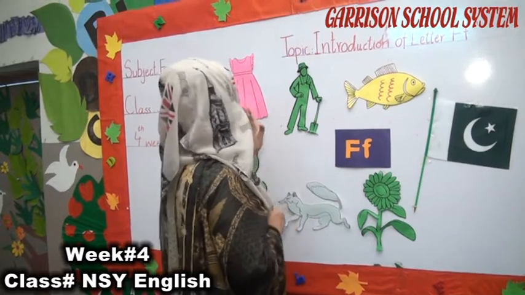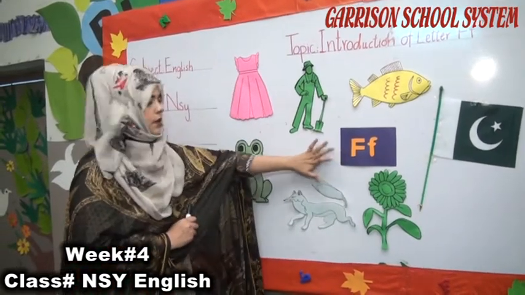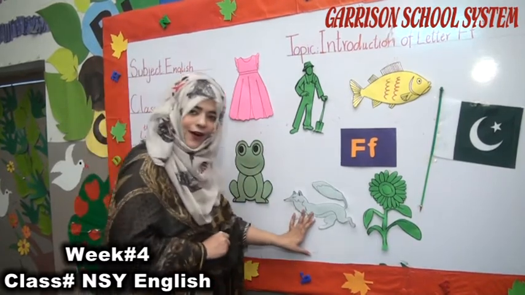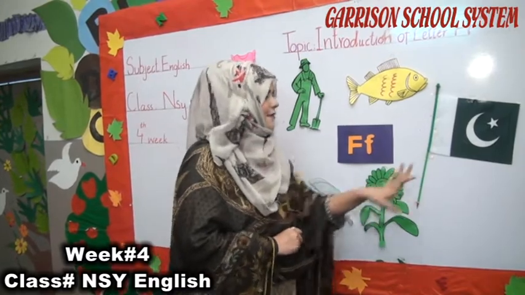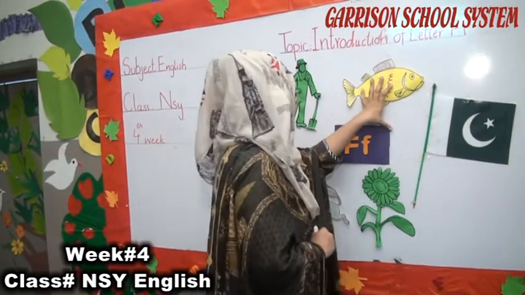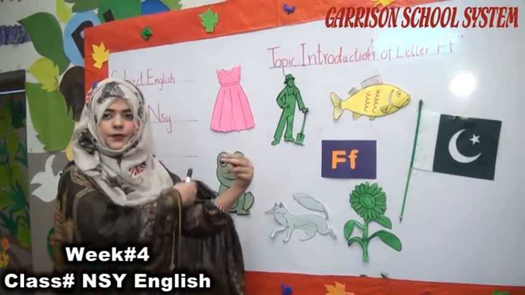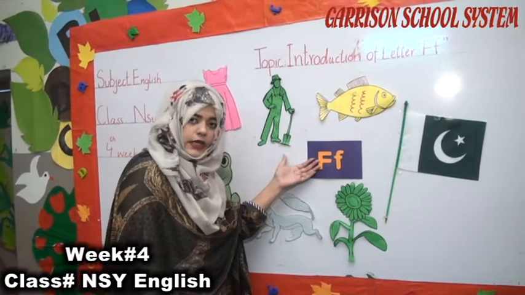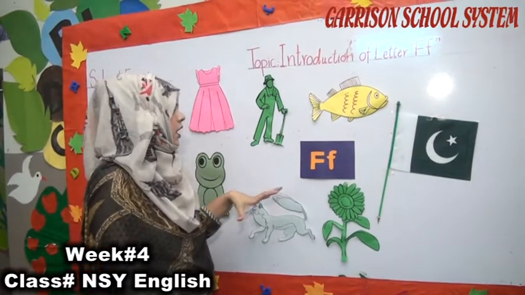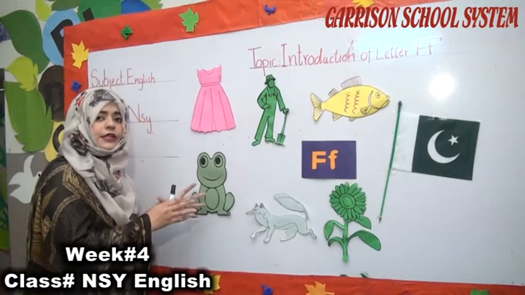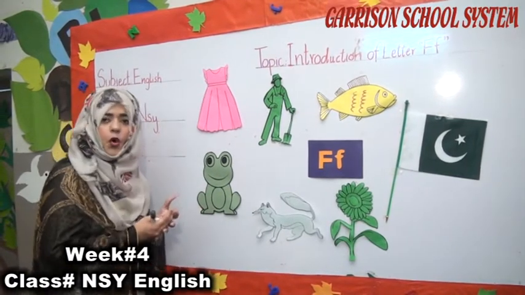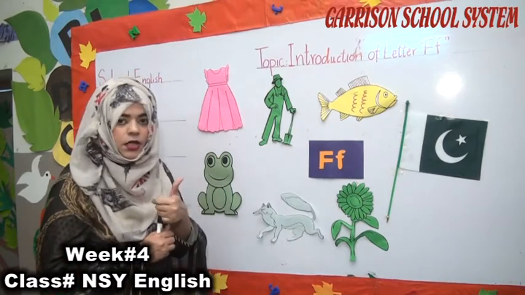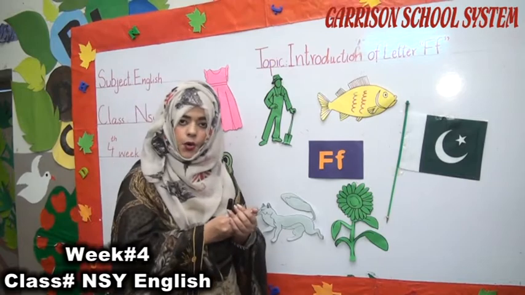Basically we have over here F, frog, fox, flower, flag, fish and farmer. You can see different words start with F. F basically gives you a different variety of words. You can see at your homes the words starting with F. For example, fan, which always runs in your homes.